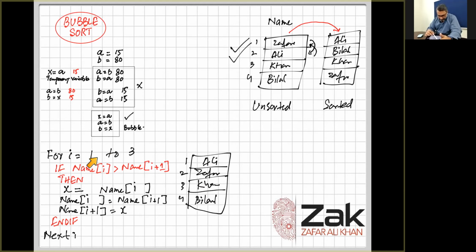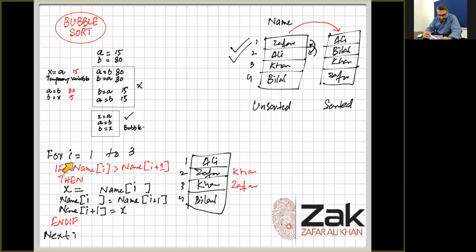So let's say the value of I is now 1. It is checking if name 1 is greater than name 2, if Ali is greater than Zafar, no, it is not. So it will go down, and next I will become 2. Now it is checking if name 2 is greater than name 3. If Zafar is greater than Khan, yes. Then Khan will come up and Zafar will go down, the rest remain the same. Then I becomes 3.